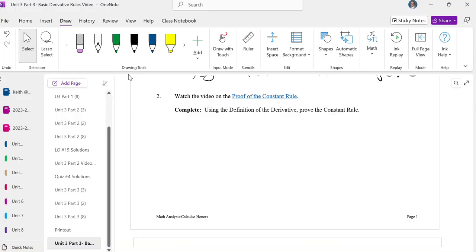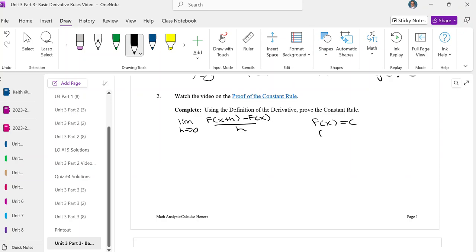Using the definition of derivative, prove the constant rule. Well, remember, the limit as h approaches 0 of f of x plus h minus f of x all over h is the definition of the derivative. If f of x equals c, then f of x plus h is also c. So basically, you have the limit as h approaches 0 of c minus c over h. So then you have 0 over h, which is 0. So the limit as h approaches 0 of 0 is 0.